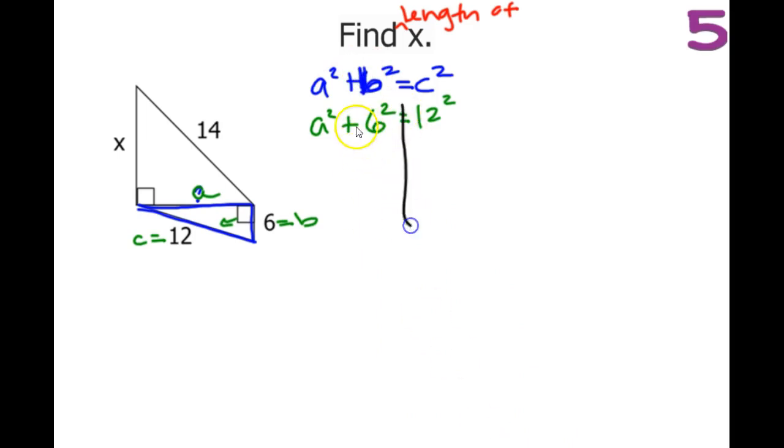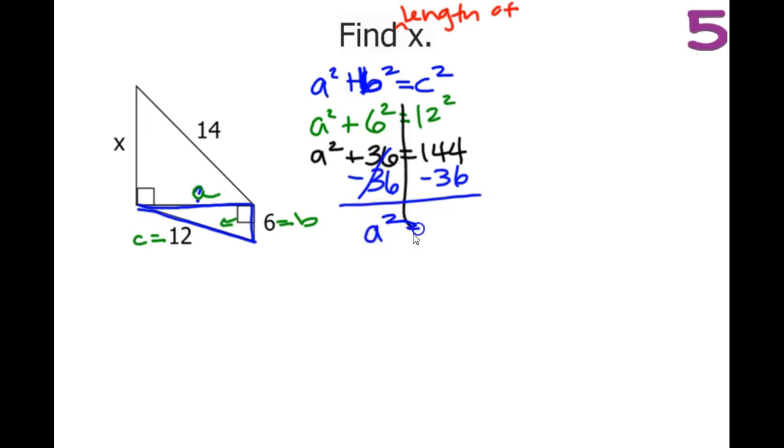And then simplify what we know. A squared we don't know. 6 squared, or 6 times 6, is 36. And 12 squared, 12 times 12 is 144. So we want a squared by itself, so I'm going to subtract 36 on both sides.